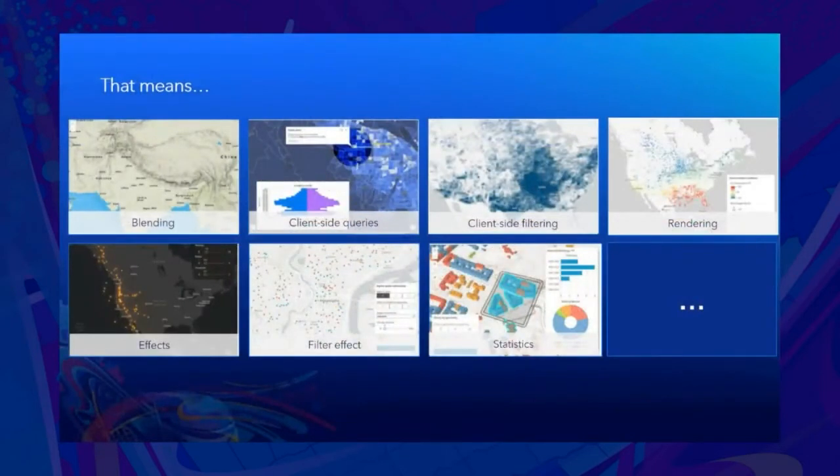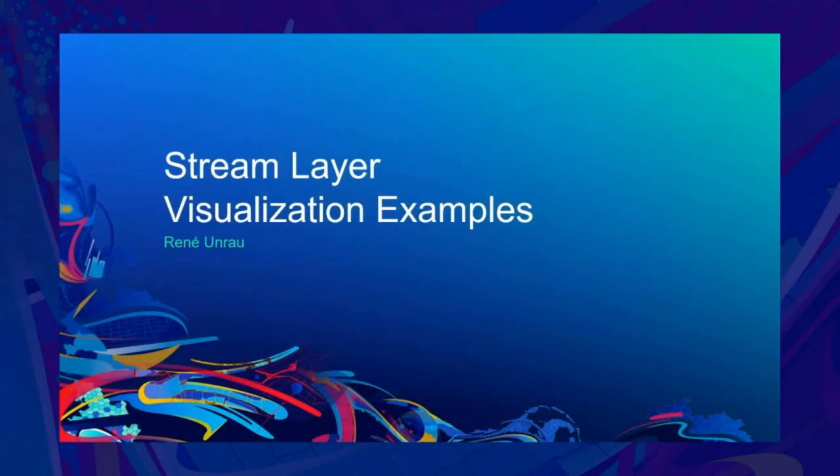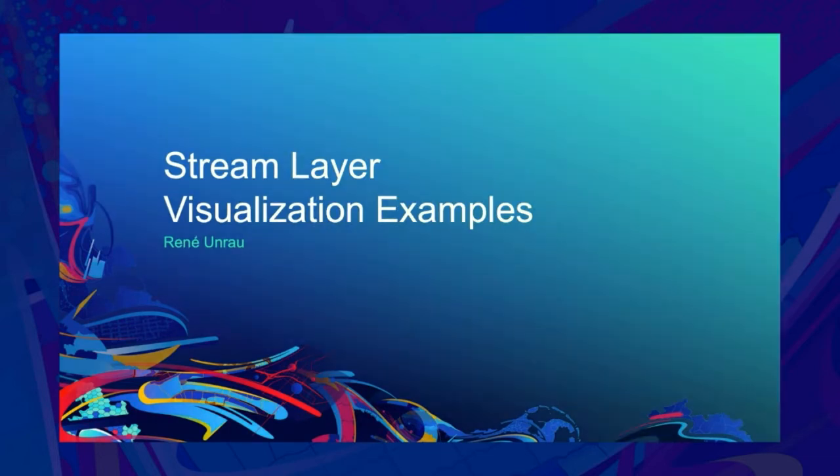Okay, so those are some simple examples of how you can use the stream layer to visualize your real-time data, how you can use symbology to represent the status and different visualization techniques, and even doing some client-side filtering. So now I'd like to hand it back to Renee, who's going to talk about some more examples of visualizing using the stream layer. Thanks, Julie.